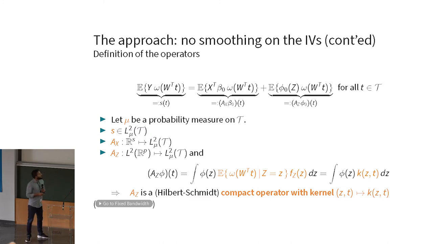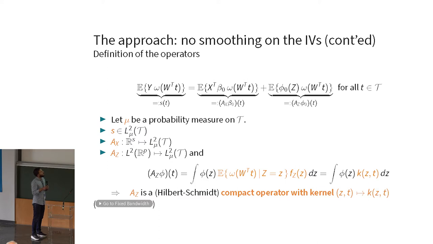In particular, to handle this operator AZ, to be able to estimate this infinite dimensional operator, we will project, first of all, the omega on the z. So our AZ is going to be just an integral operator that is characterized by this kernel here. Estimating S, from an intuitive point of view, just requires estimating this population average, so we're going to estimate this by the empirical mean. We're going to estimate AX also by using an empirical mean.